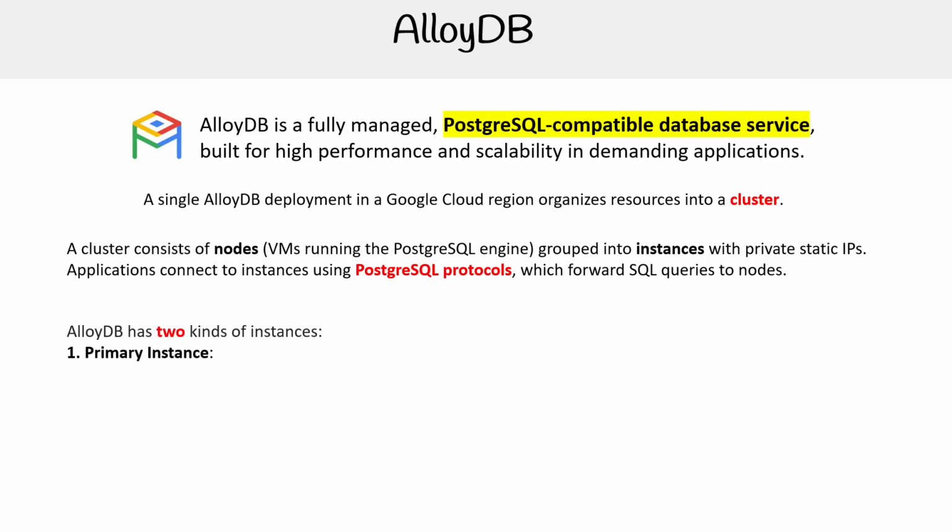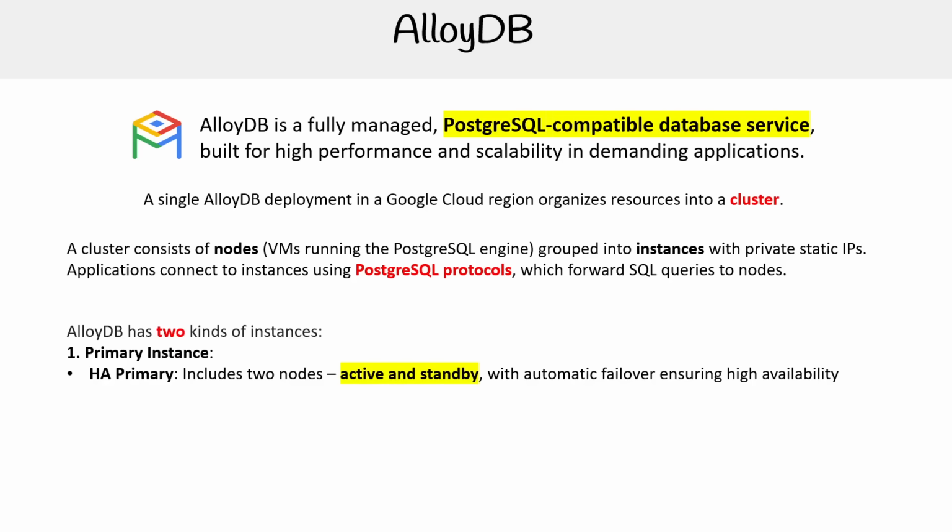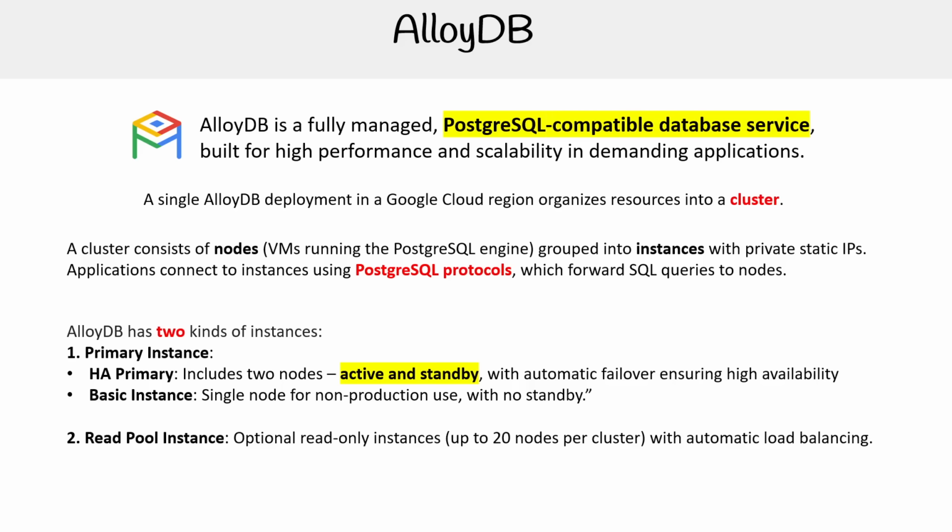AlloyDB has two kinds of instances: a primary instance, which could be either a high availability primary, which includes two nodes, an active and a standby, with automatic failover ensuring high availability, or a basic instance, a single node for non-production use with no standby. Again, it just depends on if you're just trying it out or utilizing this for a production use case. There's also a read pool instance. This is an optional read-only instance, up to 20 nodes per cluster, with automatic load balancing.